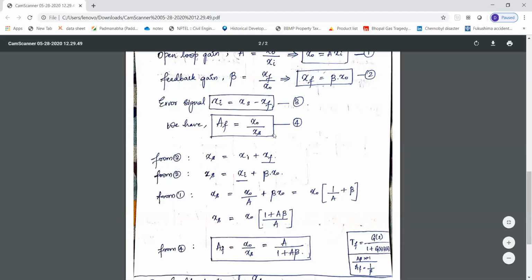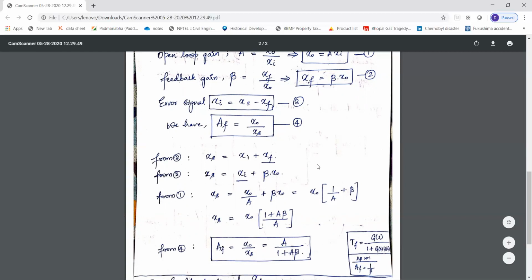So AF is equal to x naught by xf. Now I'll consider equation 3, that is xs's equation. From this, can I write xs is equal to xi plus xf? Yes, I've written. And from equation 2, I'll substitute for xf as beta into x naught. Now I'll get this equation.